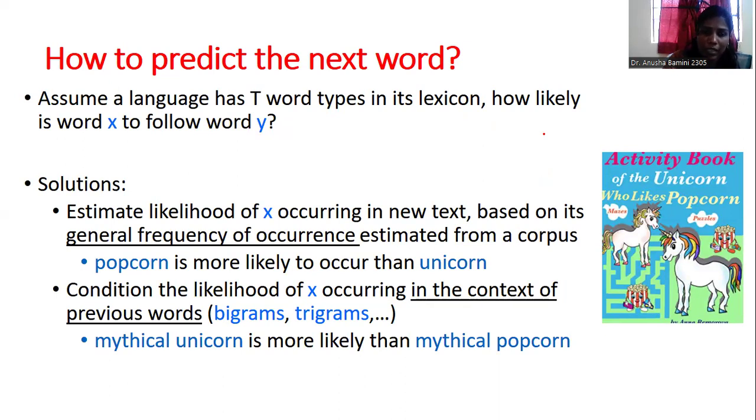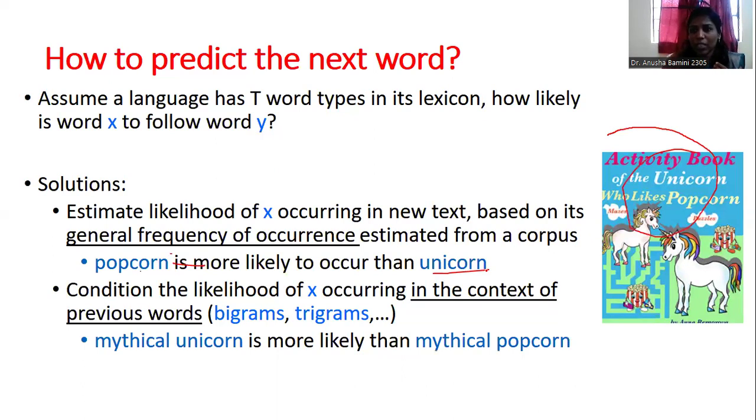Assume that in a language there are T word types in a lexicon. How likely is word X to follow word Y? This shows the likelihood of X occurring in new text, based on its general frequency of occurrence estimated from the corpus. For example, popcorn is more likely to occur than unicorn. This is the textbook example for calculating the unigram.